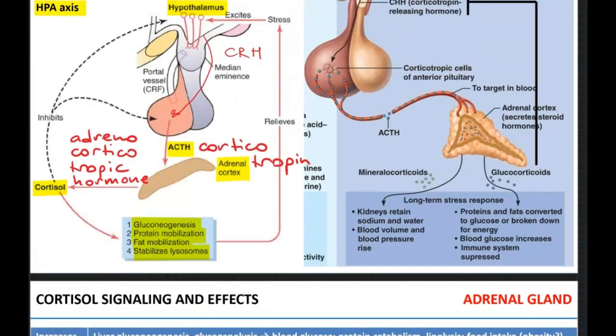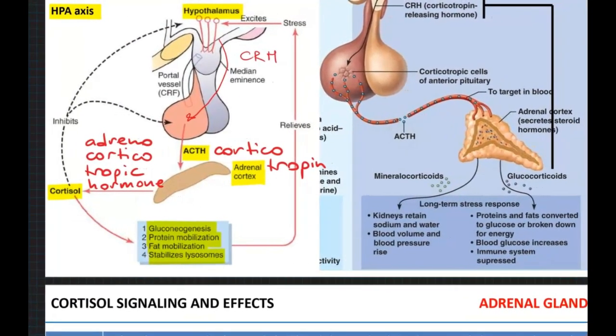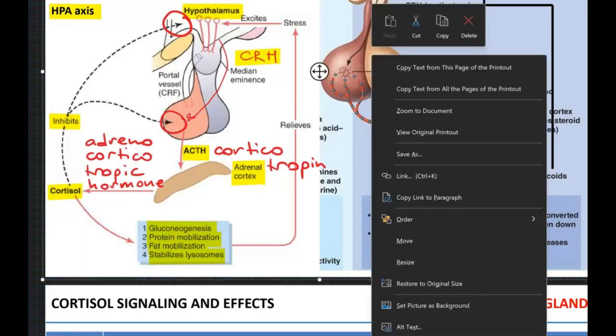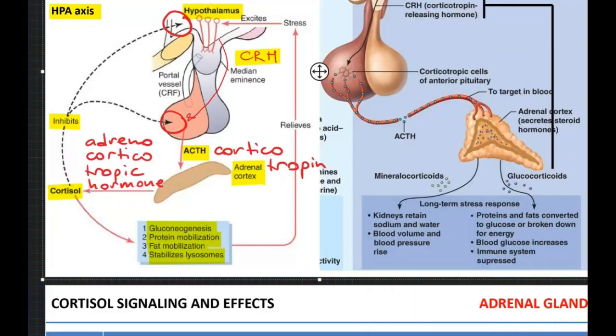Now, just like any other axis that we've seen before, cortisol has a negative feedback exerted on the hypothalamus and anterior pituitary gland. So as you can imagine, elevated levels of cortisol will result in reduced levels of corticotropin releasing hormone and reduced levels of ACTH.